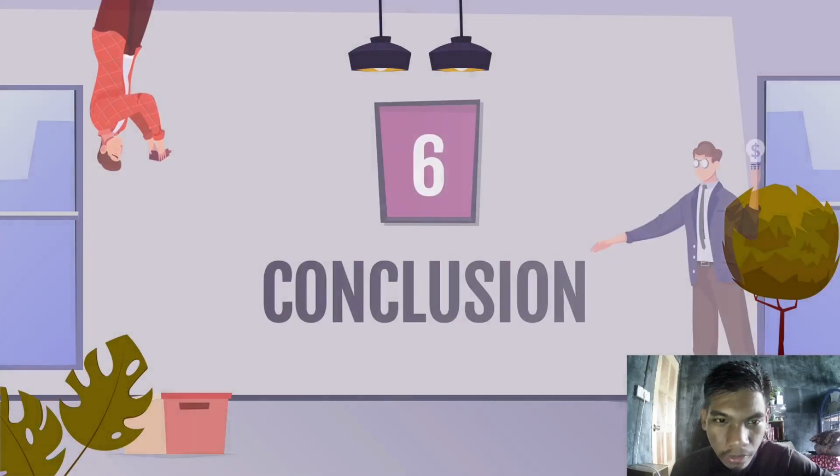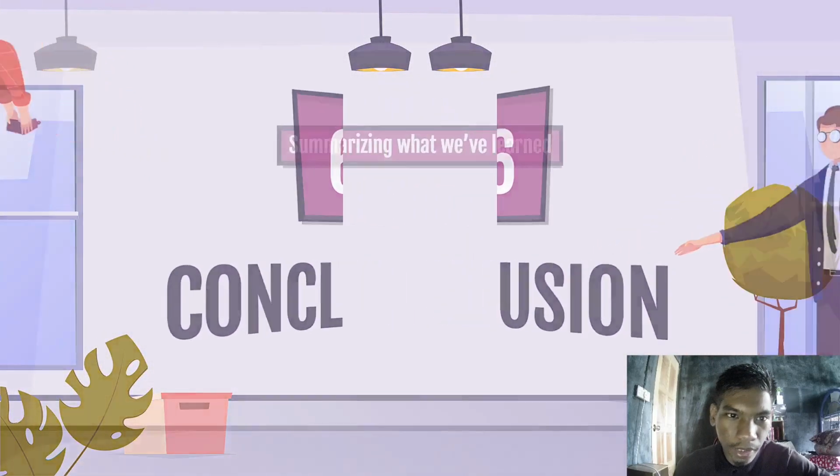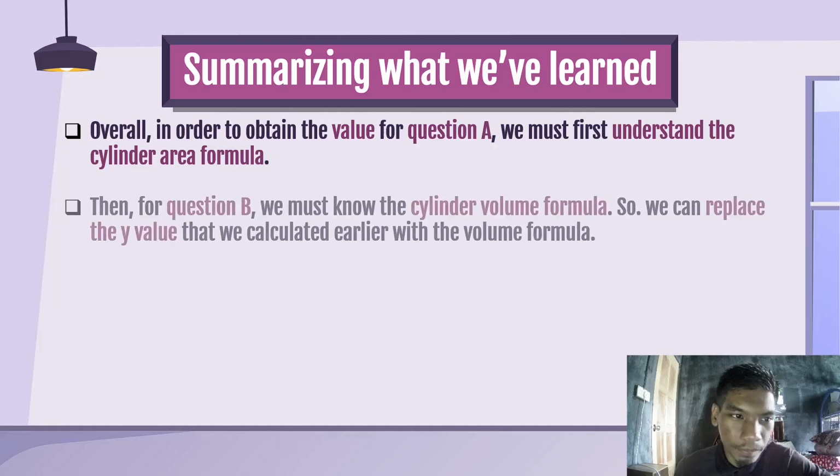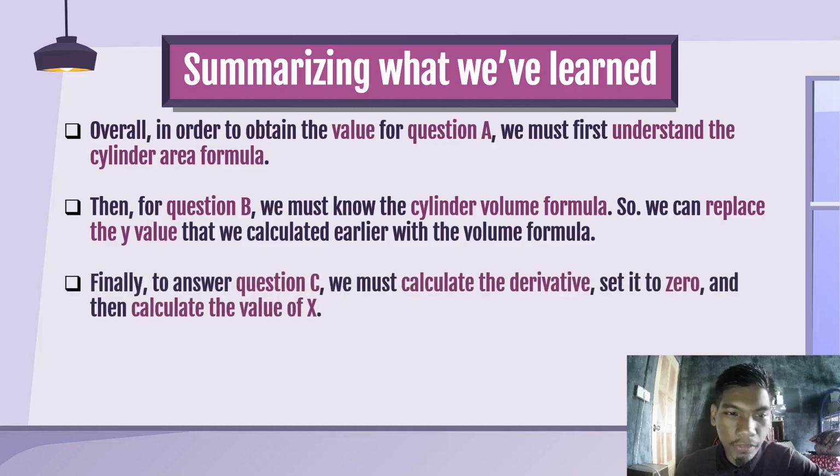And moving on to the conclusion, summarizing what we have learned today, overall, in order to obtain the value for question A, we must first understand the cylinder area formula. Then for question B, we must know the cylinder volume formula so we can replace the y value that we calculated earlier with the volume formula. Finally, to answer question C, we must calculate the derivative, set it to 0, and then calculate the value of x.